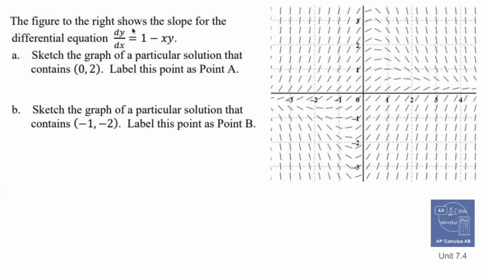The figure to the right shows the slope field for the differential equation dy/dx equals 1 minus xy. All right. Sketch the graph of a particular solution that contains 0, 2. Label this point as point A. So I hate these. I'm terrible at these, but let's try our best. 0, 2 lives right there.